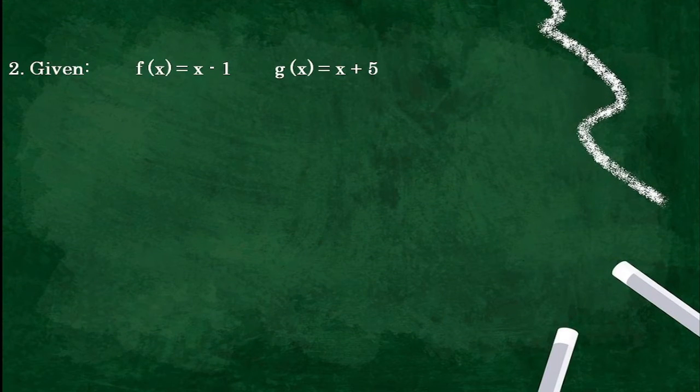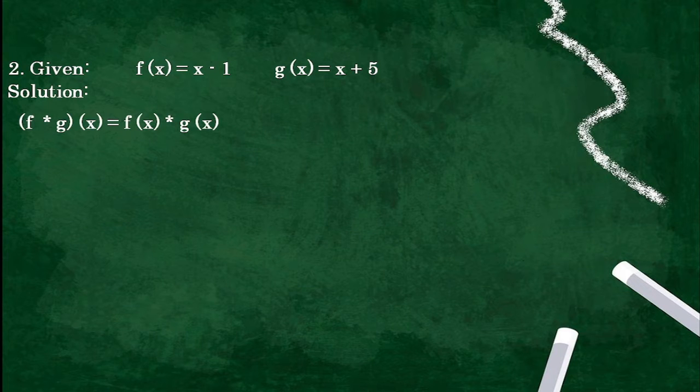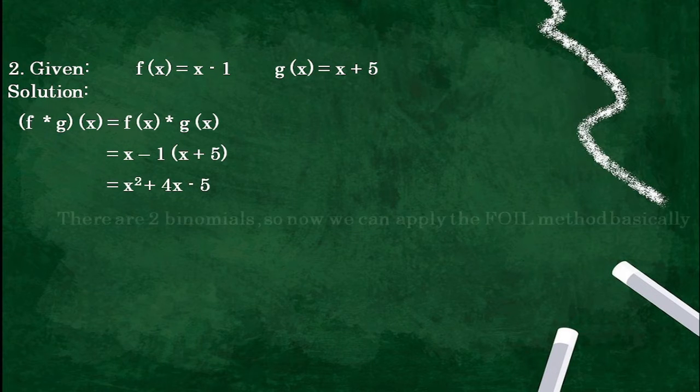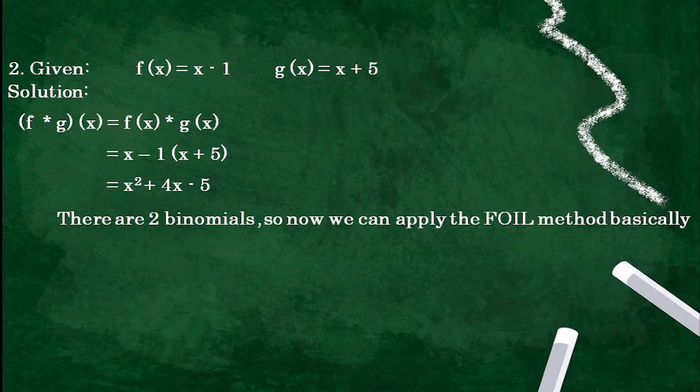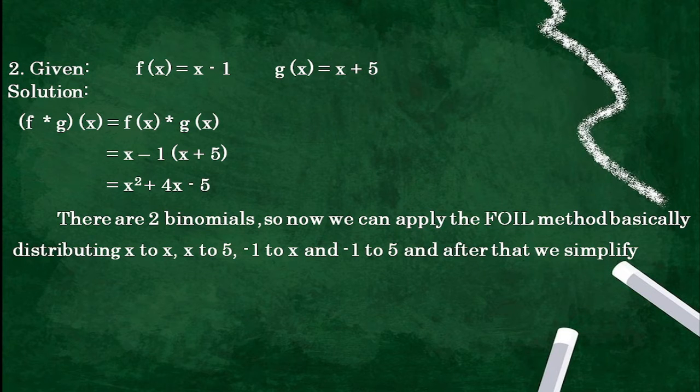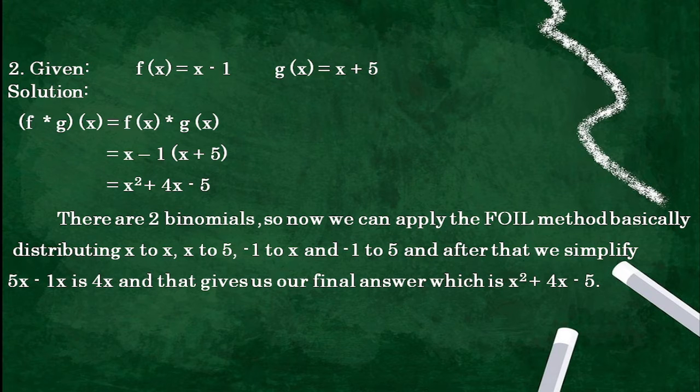Given number 2, f of x equals x minus 1 and g of x equals x plus 5. Now moving on to the second example, we have two binomials, so now we can apply the FOIL method. Basically distributing x to x, x to 5, negative 1 to x, and negative 1 to 5. And after that, we simplify it. 5x minus 1x is 4x. And that gives us our final answer, which is x squared plus 4x minus 5.